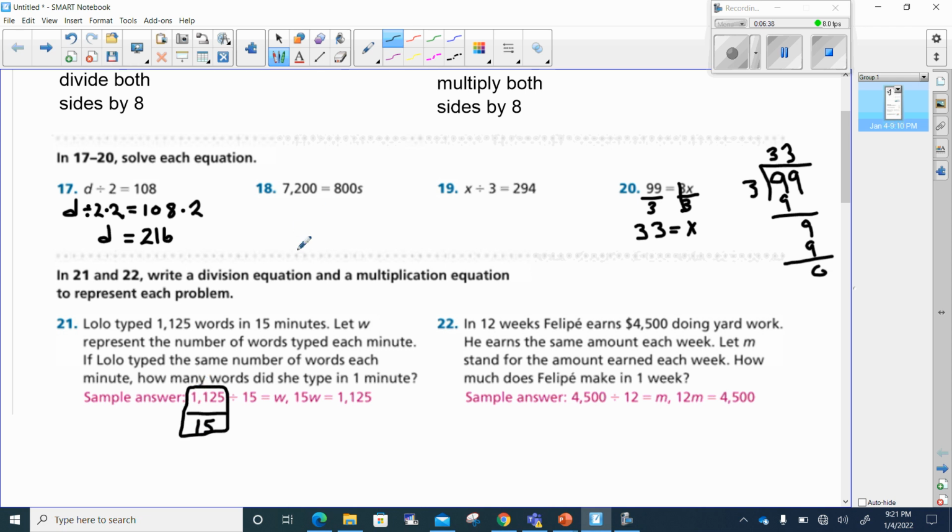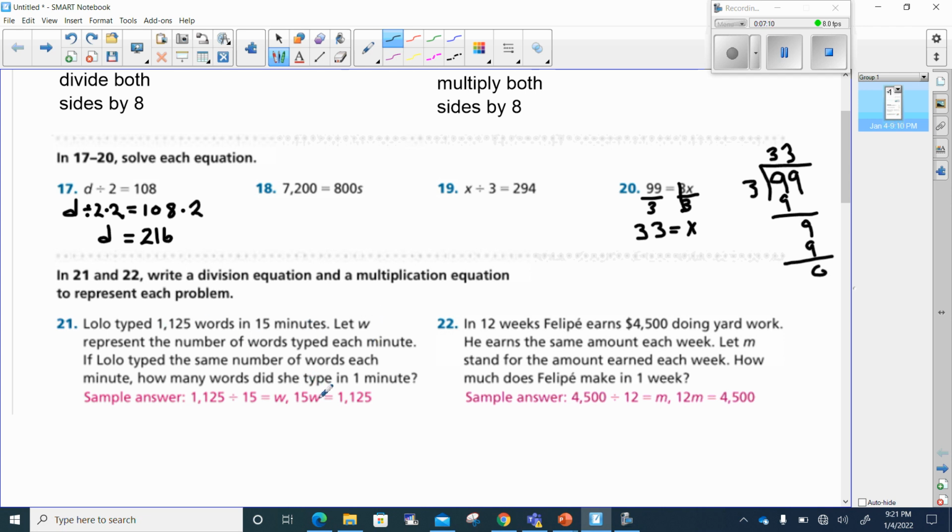And since I'm dividing it by 15, I have to do the opposite. Right now this is going to be equaling W. If I'm dividing it by 15 over here, I'm going to multiply it by 15 to get rid of this 15. So one way you can answer this is 1,125 divided by 15 equals W, because that represents the number of words typed each minute.